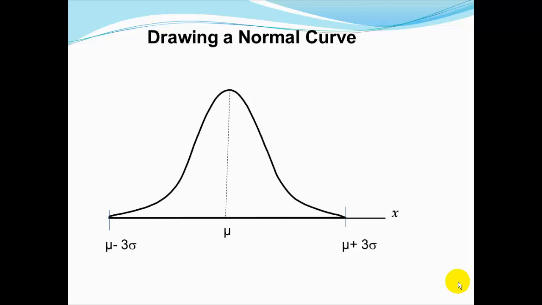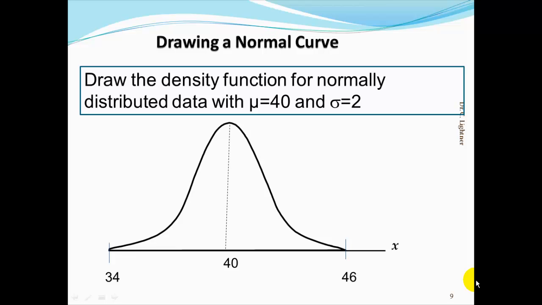When drawing our normal curve, we should start by drawing a bell-shaped curve that is symmetric about the mean. According to the empirical rule, this curve should be drawn on the x-axis between the values, the mean minus 3 standard deviations and the mean plus 3 standard deviations. Let's practice drawing a few density functions for normally distributed data.